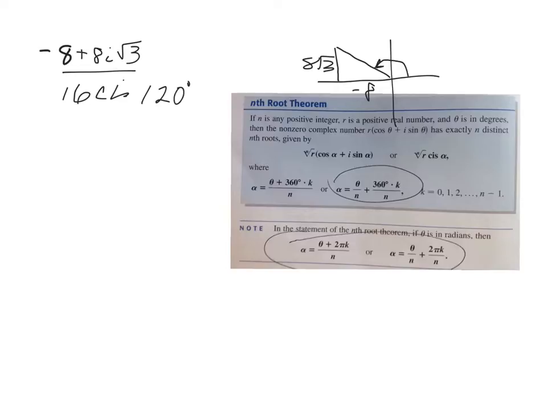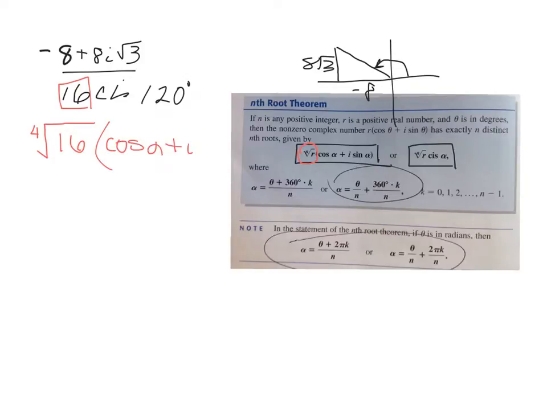So let's look at our formulas here. Let's look at this right here, or this. They're both the same; one's just an abbreviated method. I know that my r is going to be whatever my root is. In this case it says find the fourth roots, and I know my r is 16 right there. Then that's going to be cosine of alpha plus i sine of alpha.